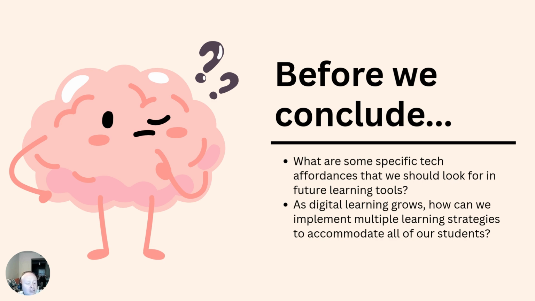Next, as digital learning grows, how can we implement multiple learning strategies to accommodate all of our students? We have different types of learners: kinesthetic, visual, and auditory. Different students are different learners, and some of these we have to make accommodations for. What are some things that we can do in our learning management system or in our apps to accommodate all of our students rather than having to run 10 different apps in our classroom?